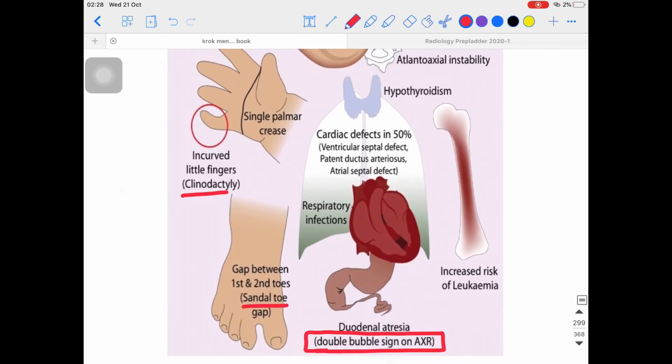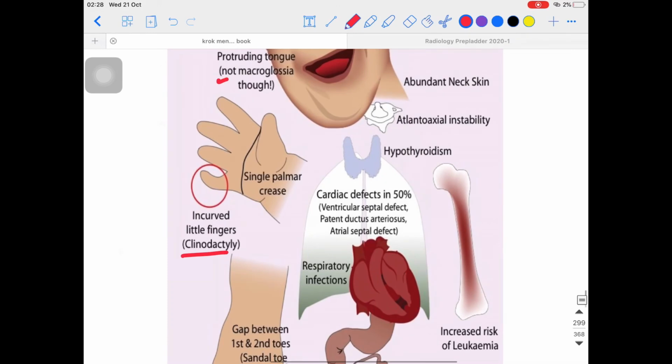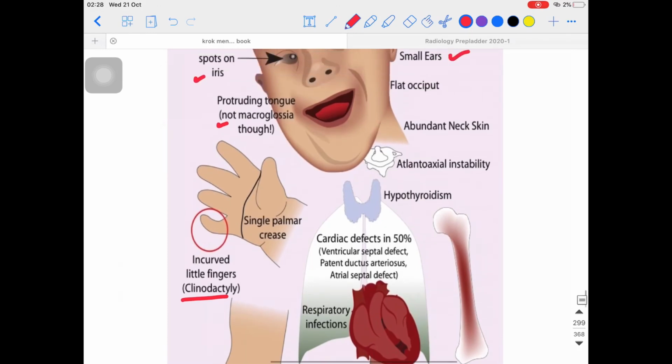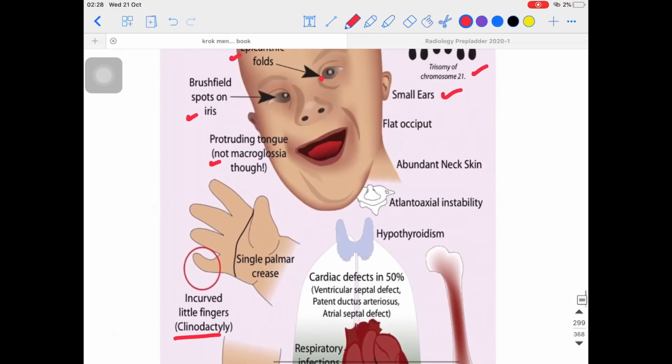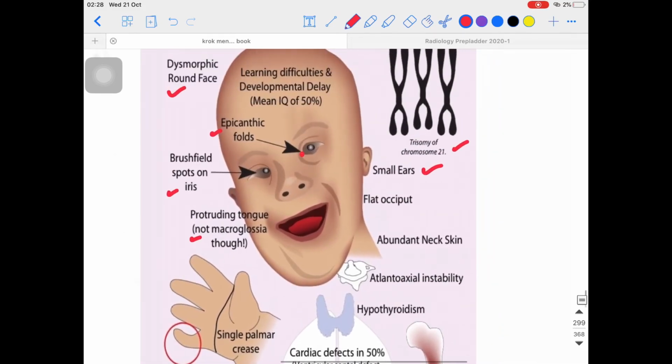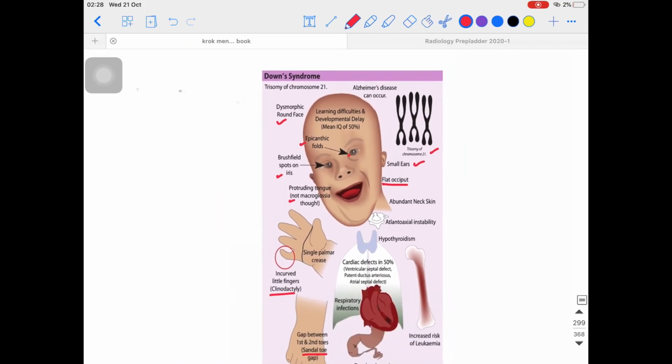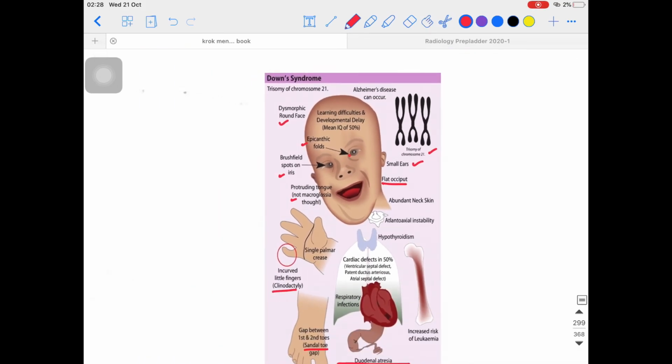Respiratory infections can be there, obviously the heart will be involved. Many kinds of defects can be there. Septal defects can be seen in the heart. Cardiac defects, in 50% ventricular septal defect. PDA can be there, ASD can be there, so many kinds of things. And thyroid problems, hypothyroidism can be there. Leukemia risk increases in these patients. Then flat occiput. So these are the several findings which you can appreciate in a Down syndrome patient.